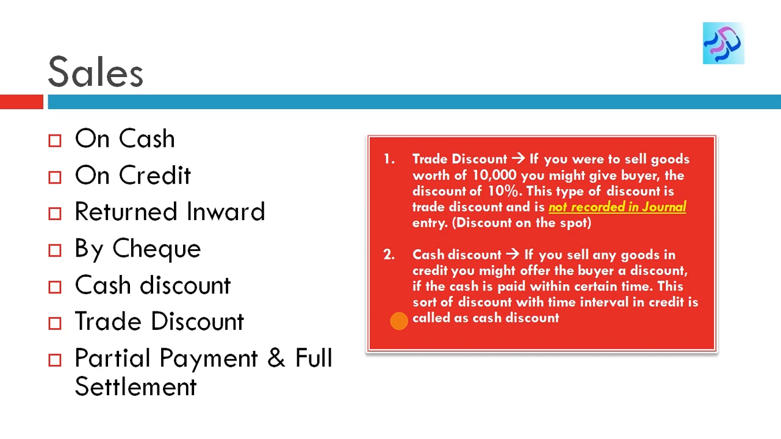As with journal entries regarding the purchase, there are also many conditions on sales. We can sell for cash, we can sell on credit, we can sell through bank. After selling, we might receive the goods again, which is the return inward. And while selling, we might also give cash discount and trade discount to the buyer.